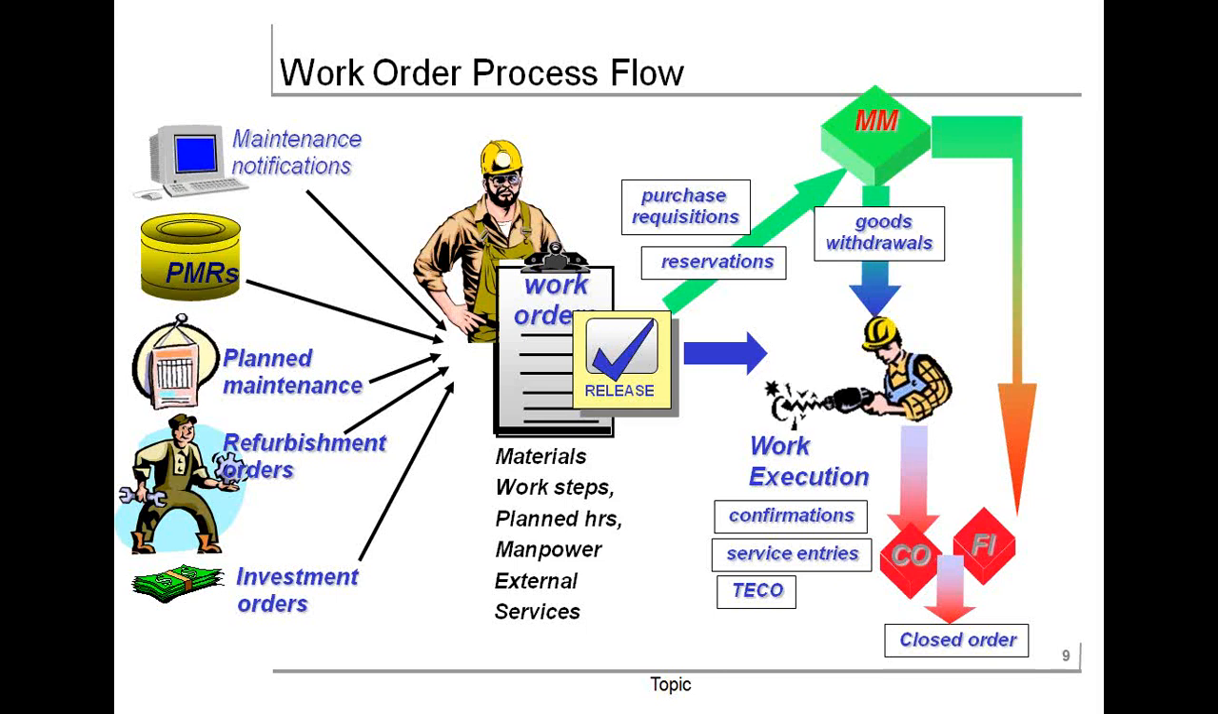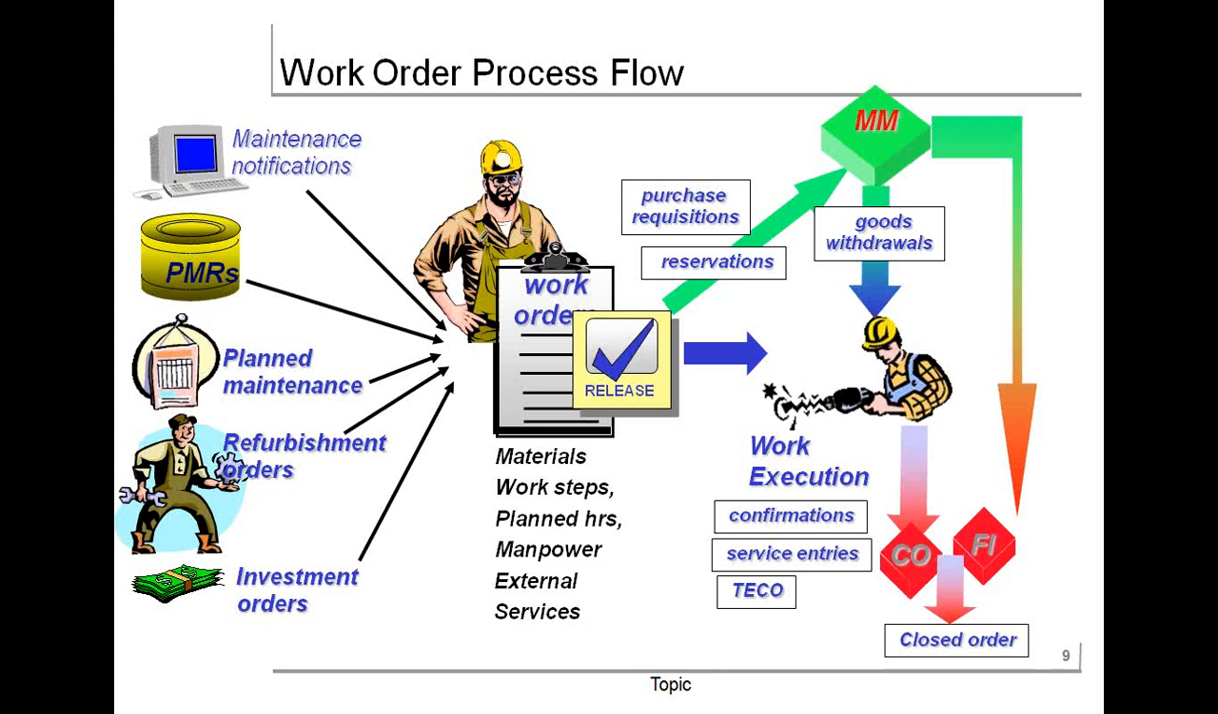The next process is PMR, preventive maintenance routine. Just now we have seen that from the preventive maintenance plan, work orders are generated automatically in the system. So for preventive maintenance activities also, a work order will be generated and we need to execute the task.